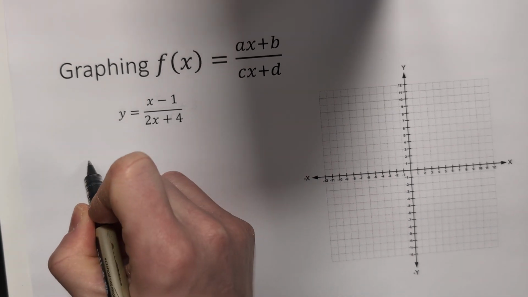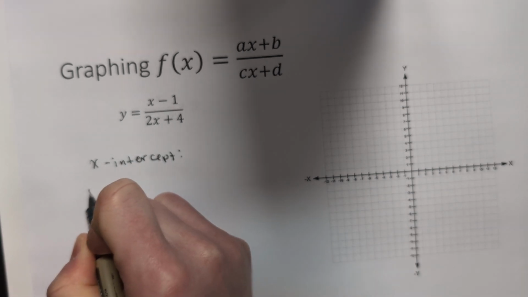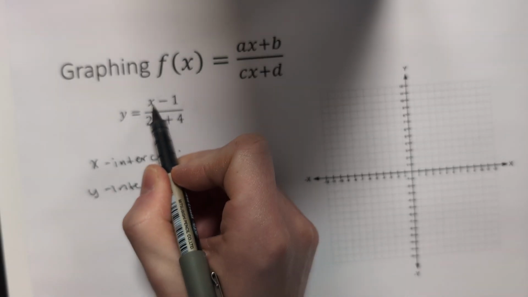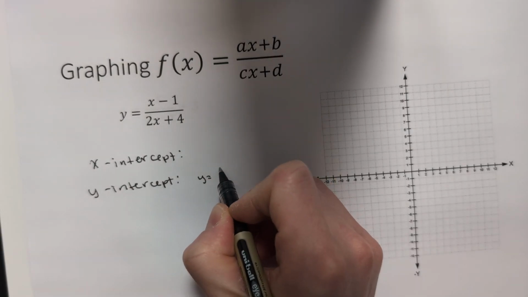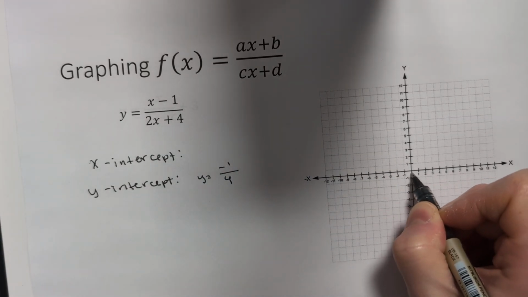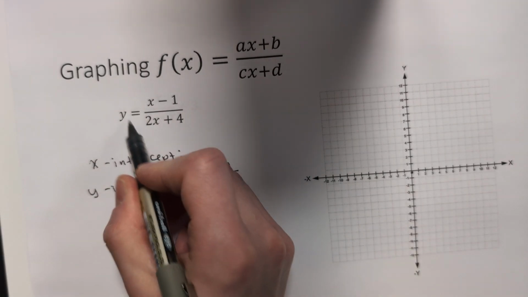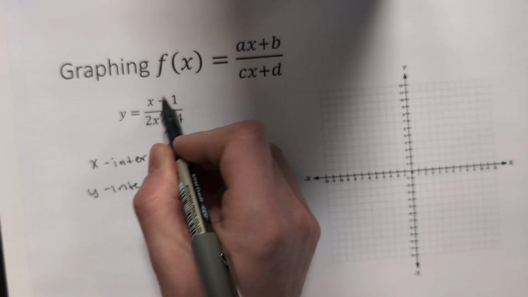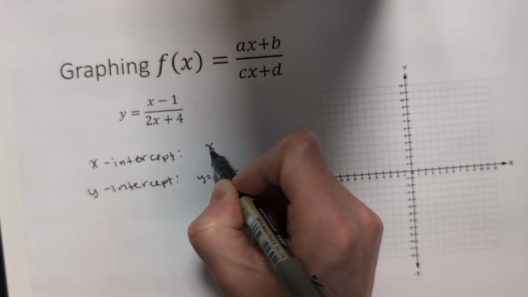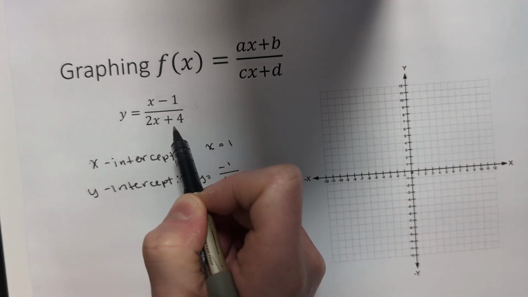So the x-intercept is where y equals 0, and the y-intercept, which is even easier here, is where x equals 0. So when x equals 0, we get the point 0, negative 1 over 4. And you can put this on the graph, negative 1 over 4. And then we could solve this as well when y equals 0. Of course, 0 divided by anything is going to equal 0. So when x equals 1, we'll get that the numerator is 0. Even if this is 4, it doesn't matter. So when x is 1.